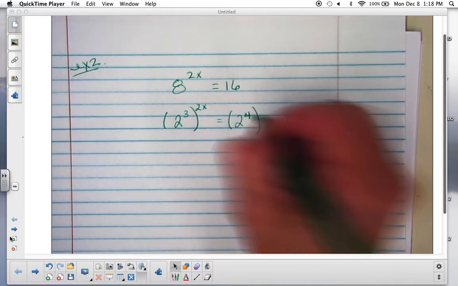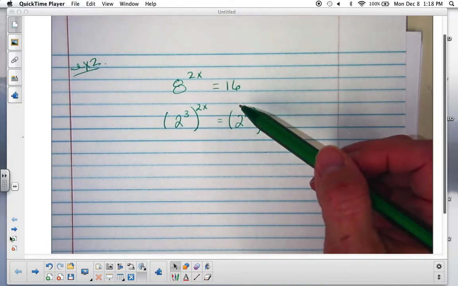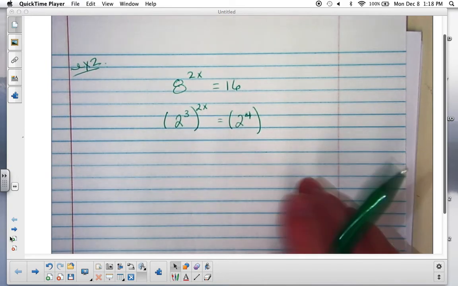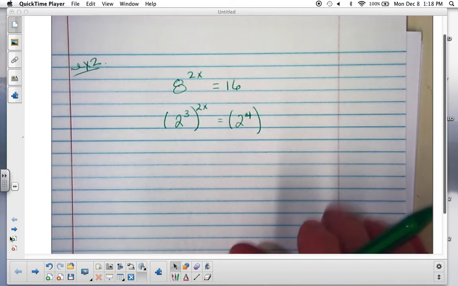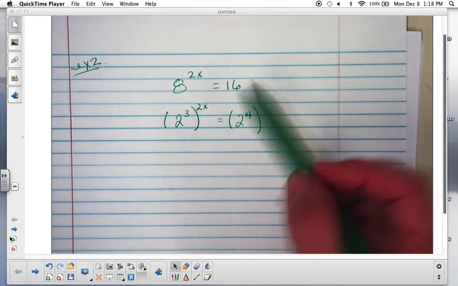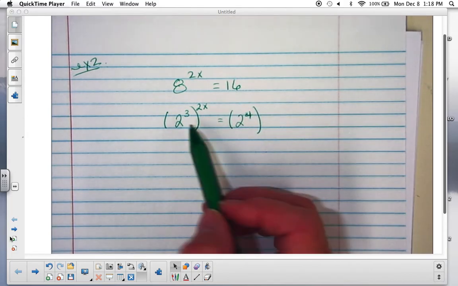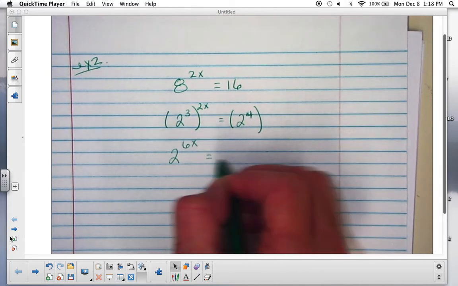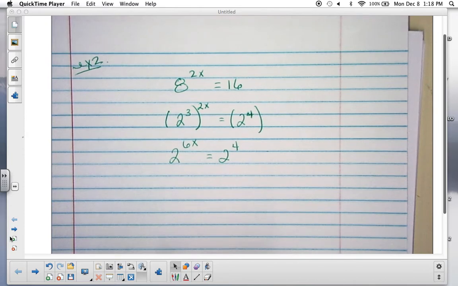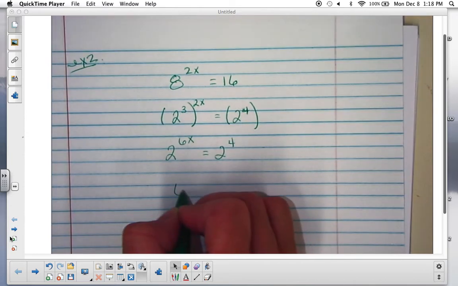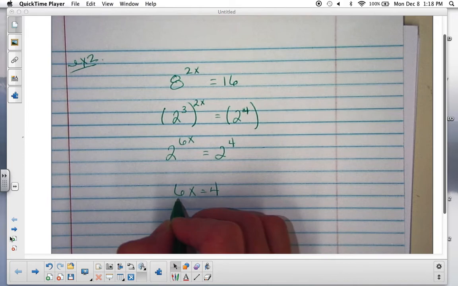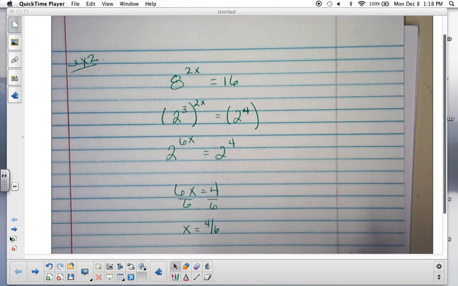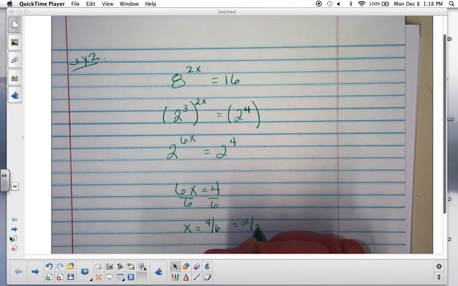Now you may or may not remember these perfect cubes and perfect fourths from Unit 2, I think it was, but as you work with these numbers more, you might have to just go to the calculator and try 2 to the third, 2 to the fourth, 2 to the fifth, until you come up with something that equals 16 and equals 8. Here again, that double exponent, the rule is multiply, so I'll get 2 to the 6x equals 2 to the 4. And now the 2s just drop out and you set the tops equal to each other, and then solve for x. My answer here is 4 sixths. I guess in a reduced version it would be 2 over 3.